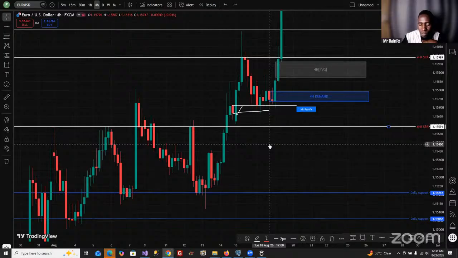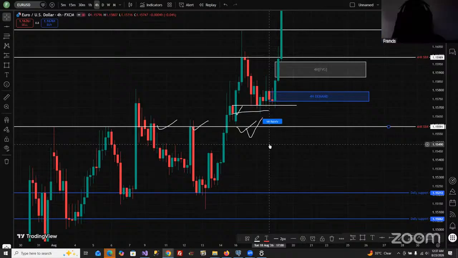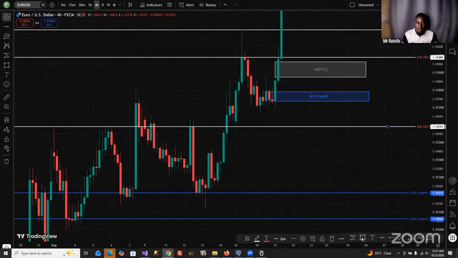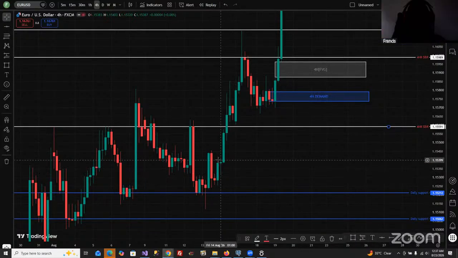The base here, the support and resistance line here looks good because we have two bases around this area. Keep going. Now here at this point.